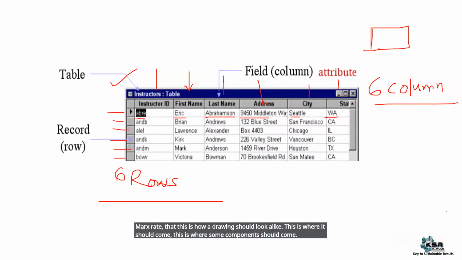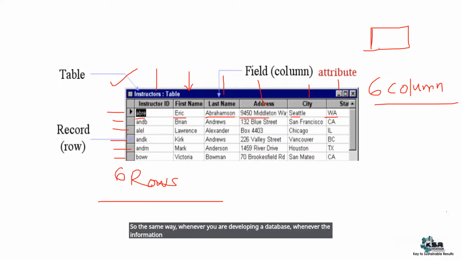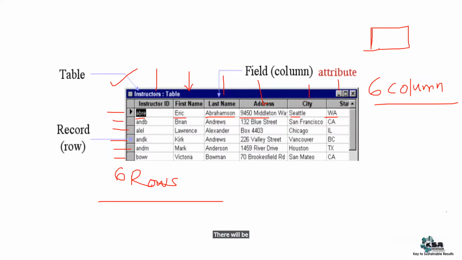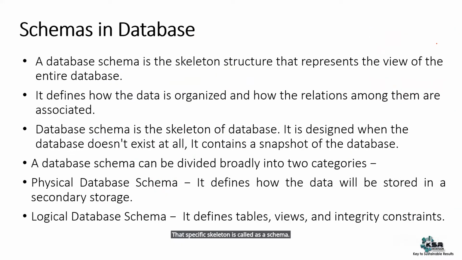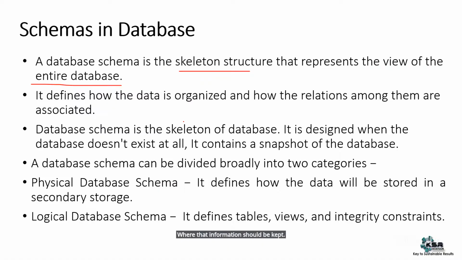The same way, whenever you are developing a database, whenever the information is stored in the database, there will be a skeleton. That specific skeleton is called a schema. Now, what is a schema? A schema is nothing but a background structure that represents how the database should look, where that information should be kept, right?